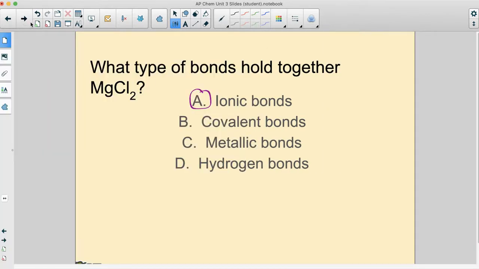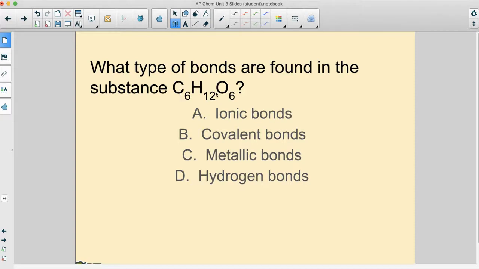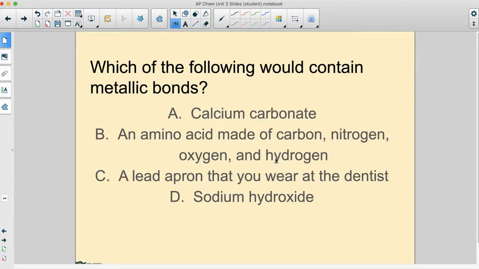Okay, next. We now have glucose, which is all nonmetal, C6H12O6. So a molecular substance is held together with covalent bonds. We have covalent bonds inside of the molecules. So those are the bonds in glucose. And then this lead apron made out of a metal would have metallic bonds. Calcium carbonate is ionic, would have ionic bonds, and amino acid has covalent bonds, and sodium hydroxide is ionic.